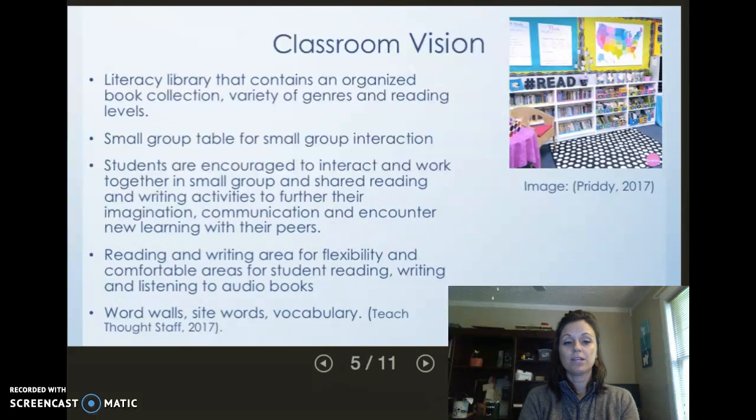To structure my day, I'll ensure that reading and writing skills are brought to all subject areas, so students associate reading and writing in every aspect of learning, as well as learning vocabulary across all content areas.